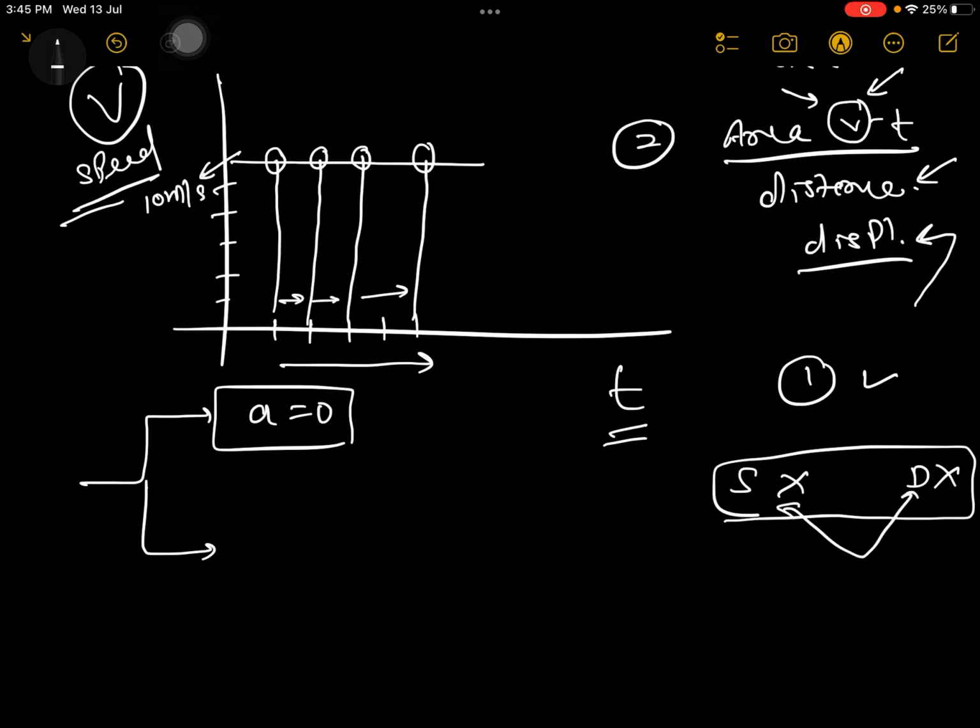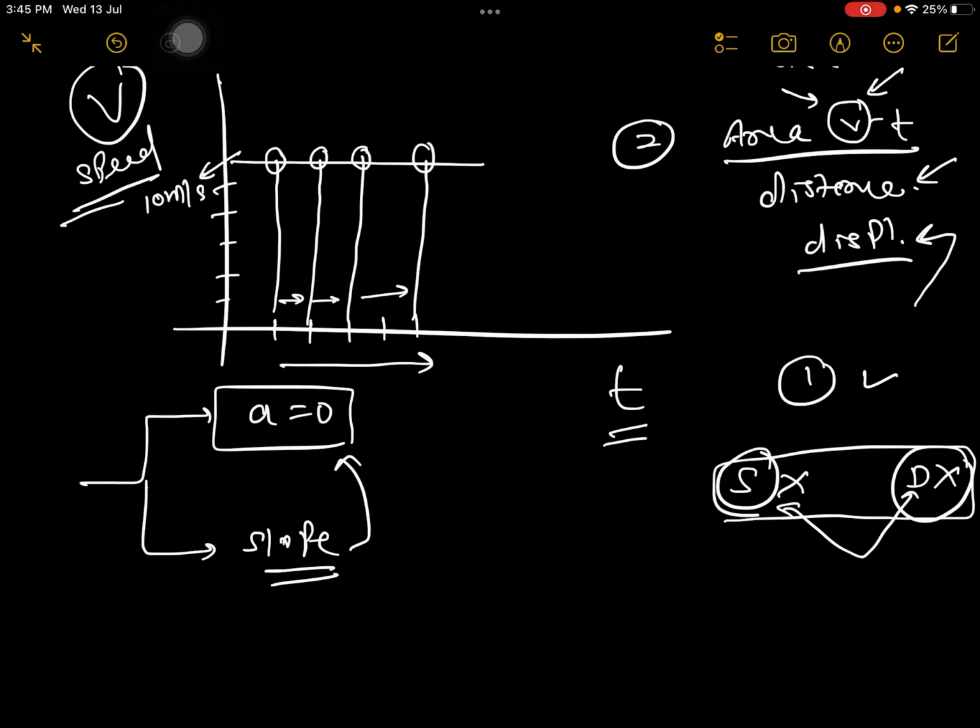How will you know direction is not changing? We don't have direction sense in the graph. In the graph we only bother about the magnitude. So anyway, direction and speed are both not changing. That's why acceleration is not there, so your acceleration is zero. This is one thing. Next thing, with the help of slope also you can check whether acceleration is there or not.